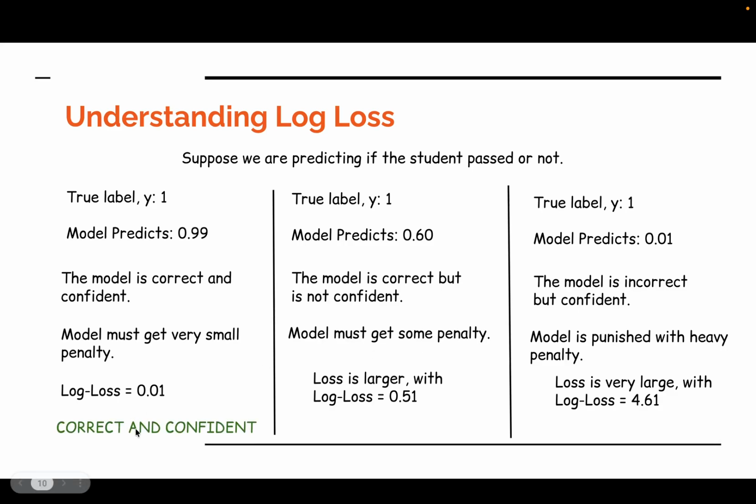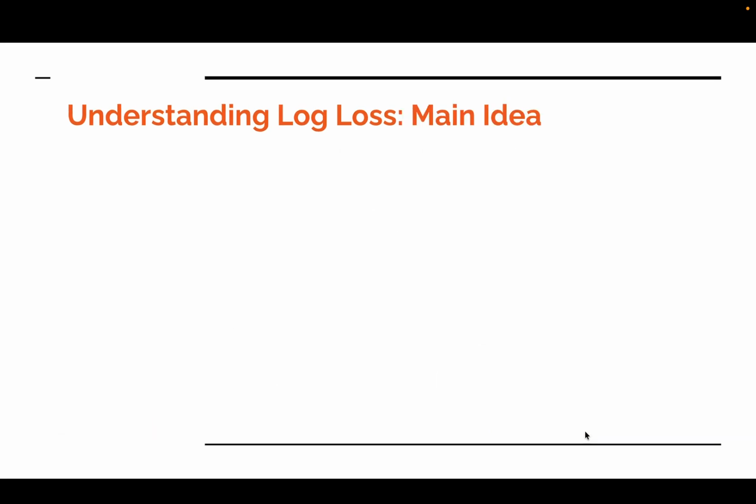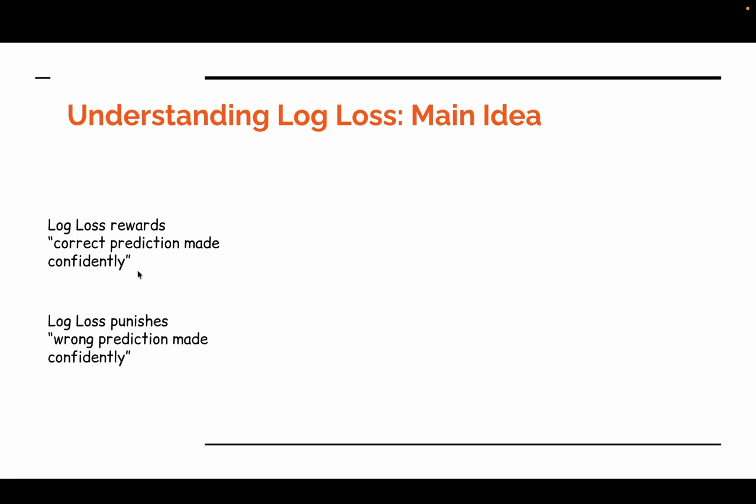Here the model is correct and confident. Here the model is correct but it is quite uncertain. Here the model is incorrect but it is confident in predicting the wrong prediction. So it is completely wrong. So the key idea behind log loss is that it rewards correct predictions made with confidence, and it punishes heavily when the wrong prediction is made confidently.